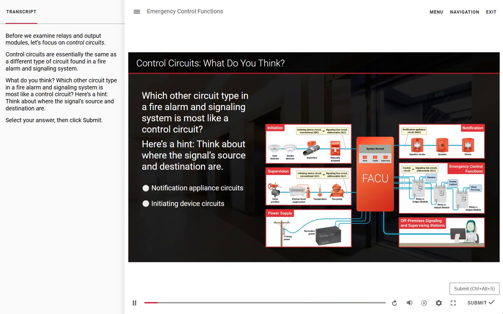Before we examine relays and output modules, let's focus on control circuits. Control circuits are essentially the same as a different type of circuit found in a fire alarm and signaling system. What do you think? Which other circuit type in a fire alarm and signaling system is most like a control circuit? Here's a hint. Think about where the signal's source and destination are. Select your answer, then click Submit.